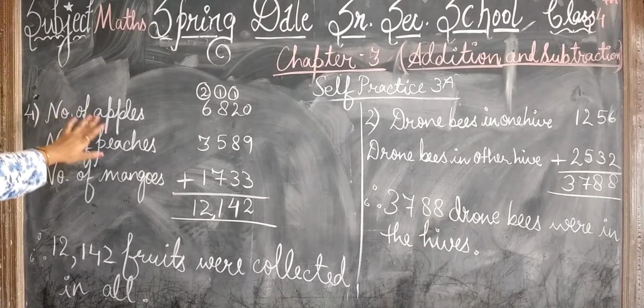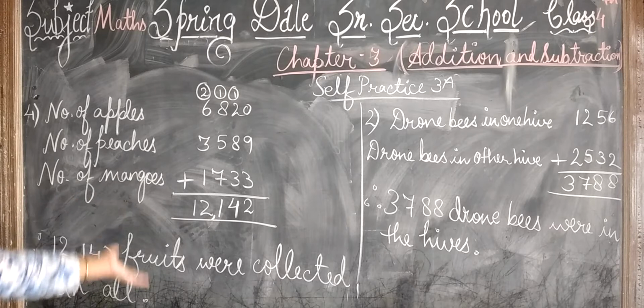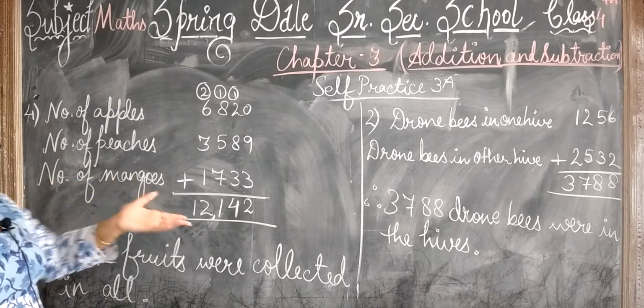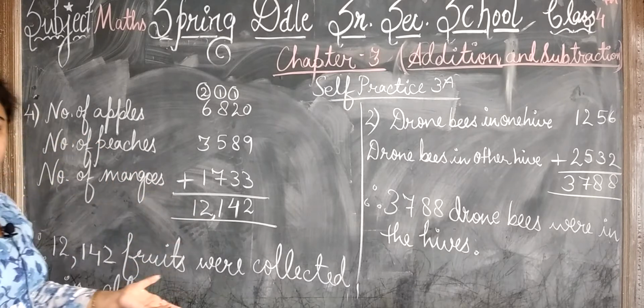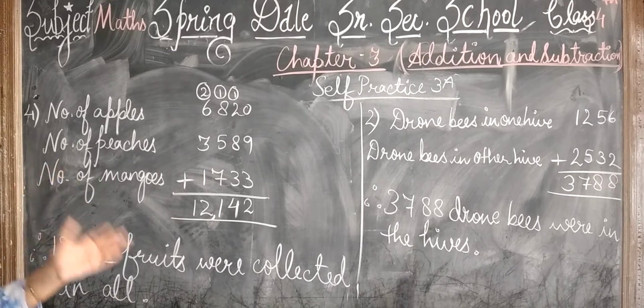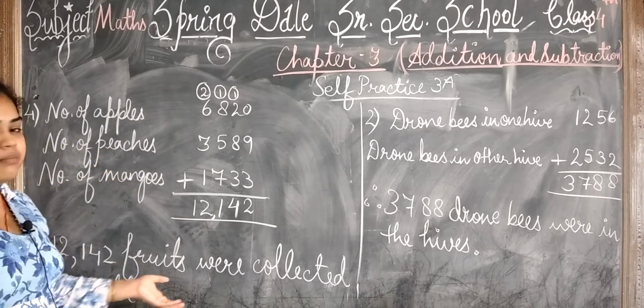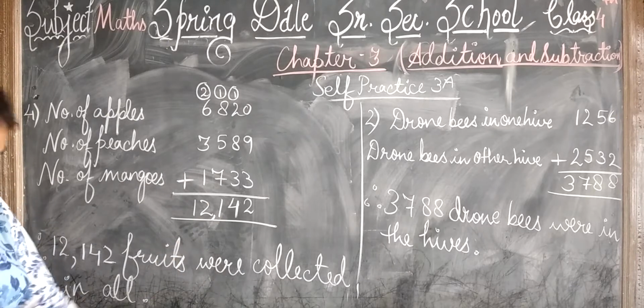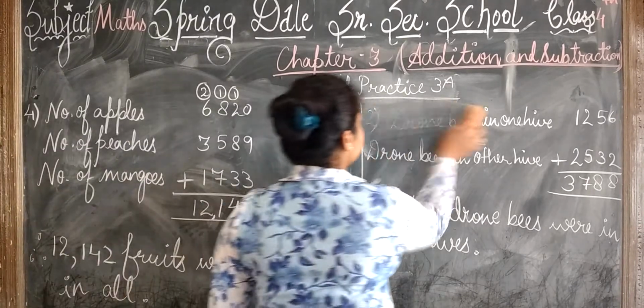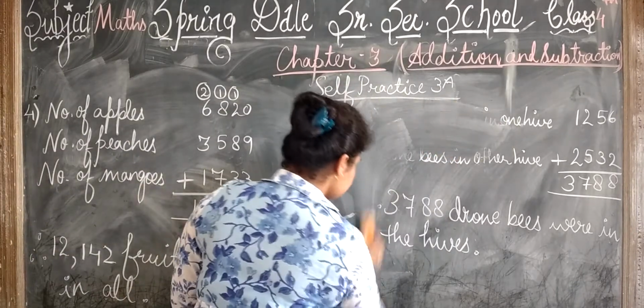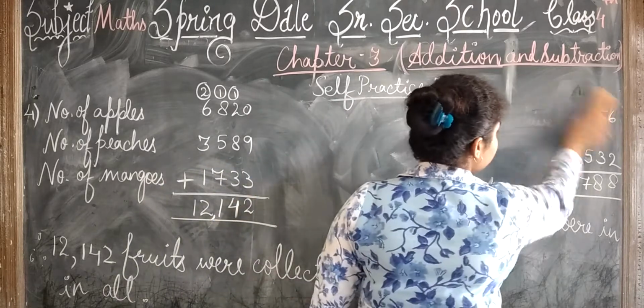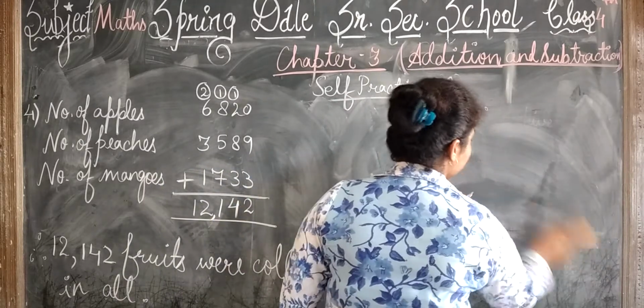apples, peaches and mangoes. They were asking us how many fruits in total have been collected. If they are asking you in total, all, you have to add the numbers and then find out the answer. I hope you have done question number 2 in your notebooks. So we will just proceed with the next question. Okay children?